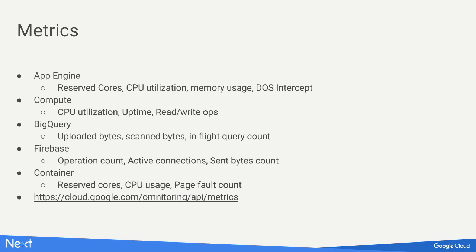Also, we have metrics for a lot of our tool set, not surprisingly. I showed you some of the stuff for App Engine. You can look at reserved cores, CPU usage, that kind of thing. We have our DOS protection. You can see if that's been triggered. For compute, CPU utilization, uptime, read and write.